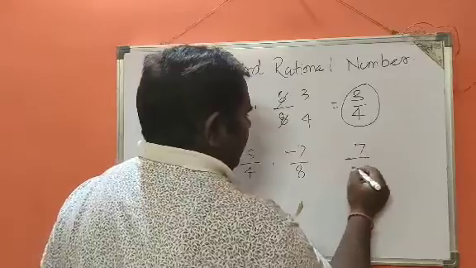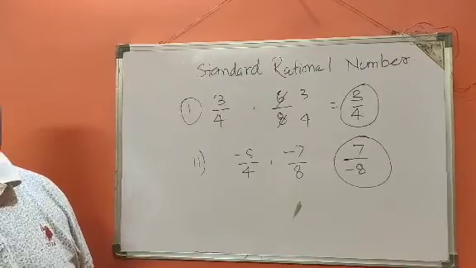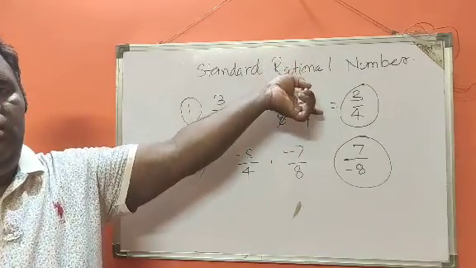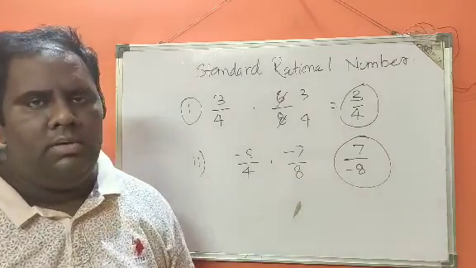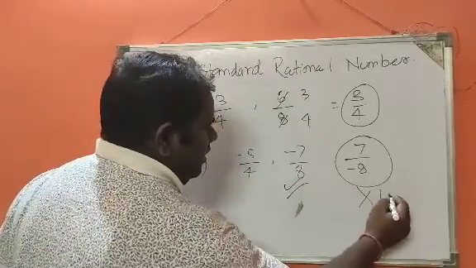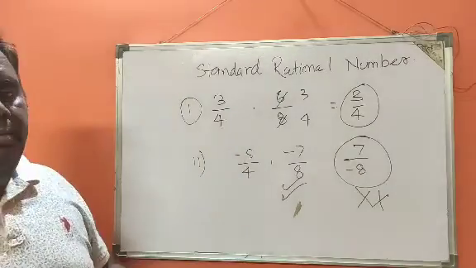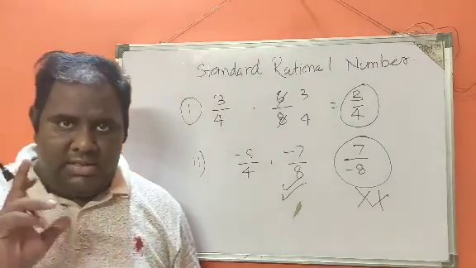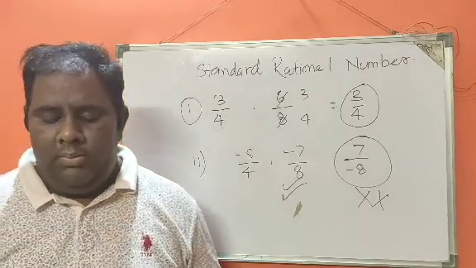If you are writing 7 upon minus 8, this is the wrong method to write a fraction. The minus sign will always be with the numerator. Whether after solution it is coming in the denominator, no problem. Put it with the numerator. This is the correct process and this one is the wrong process. So for standard form, if any negative rational number is there, the negative sign will always be with the numerator, it will not be with the denominator.